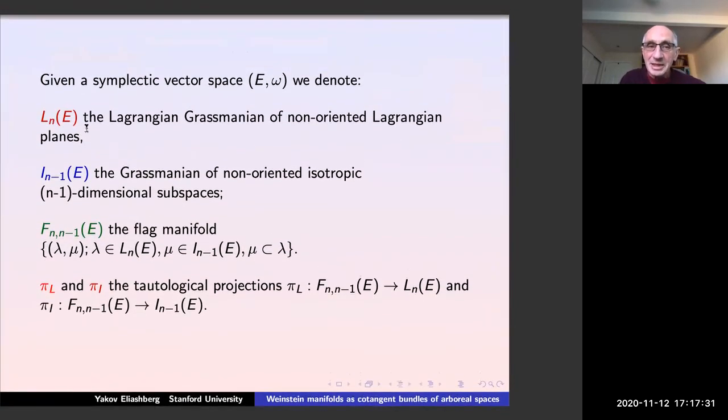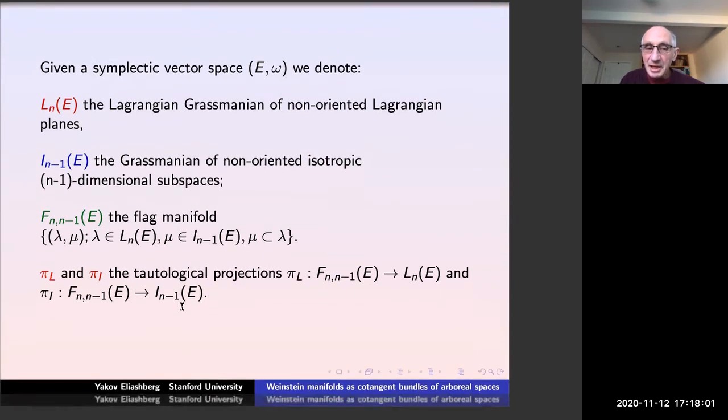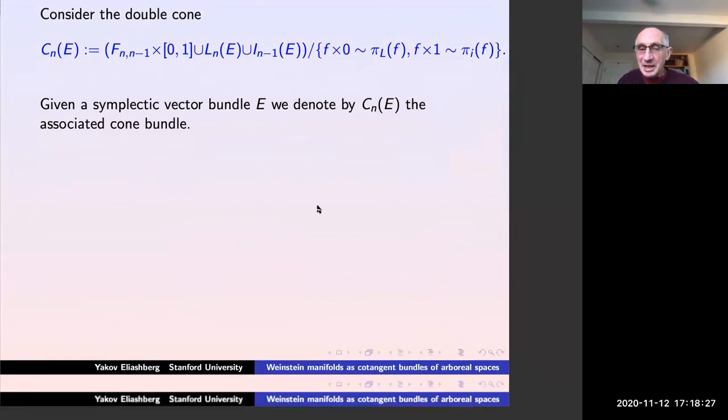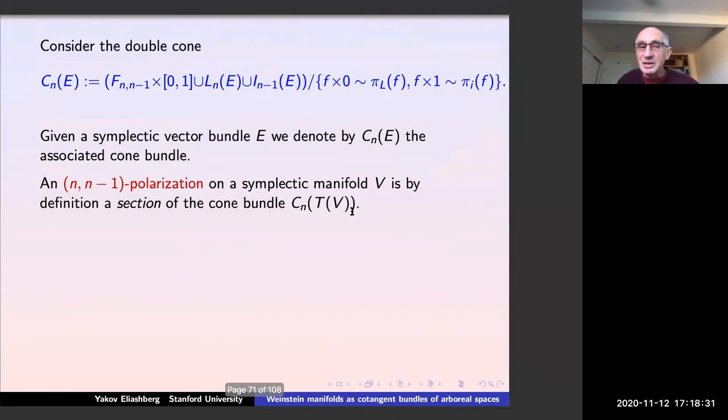So the definition is the following. Let's consider a symplectic vector space, and take the Grassmannian of Lagrangians and the Grassmannian of isotropic (n-1)-subspaces. Let's take the flag space, pairs of a Lagrangian and an isotropic subspace. Of course, there are tautological projections of this flag space to the Lagrangians and to the isotropics. We take a double cone of this, which means you take a product with the interval and collapse the boundary either to Λ_n or to the other one. Now, given a symplectic vector bundle, you can consider the associated bundle with this cone bundle, and an (n-1)-polarization is just a section of this cone bundle.